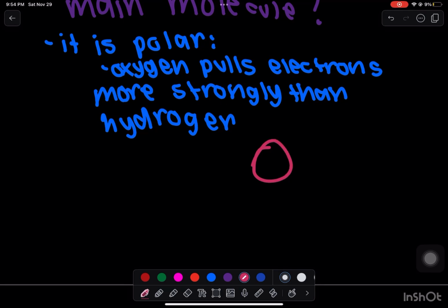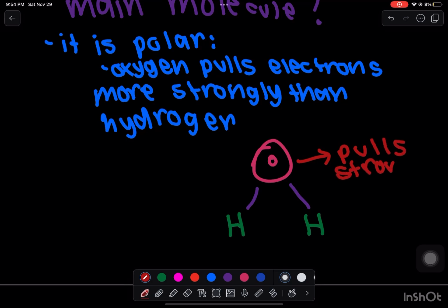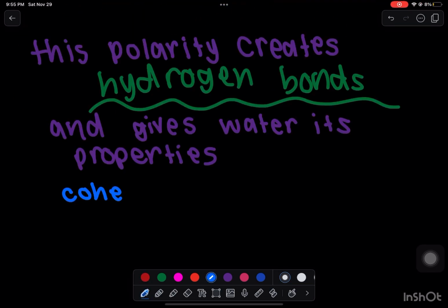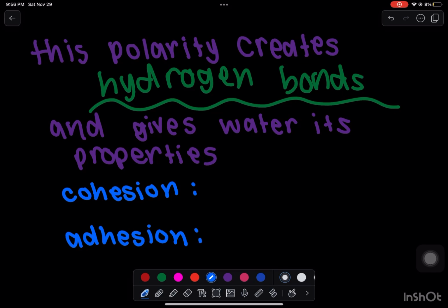And because of this polarity, water molecules form hydrogen bonds with each other, and those hydrogen bonds explain water's major biological properties. Like you'll see in the image here, the oxygen atom pulls on both of the hydrogen atoms, and since oxygen is more electronegative, that gives it the polar property and the hydrogen bonding. So, talking about water's properties, there's cohesion, which means that water sticks to water. And this is why water forms droplets and why it has a high surface tension.